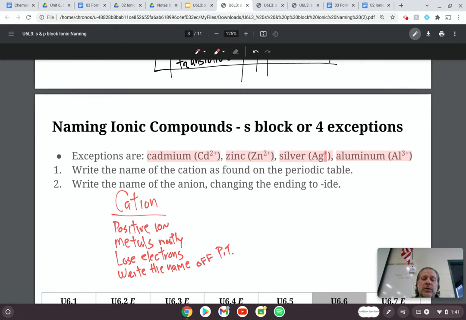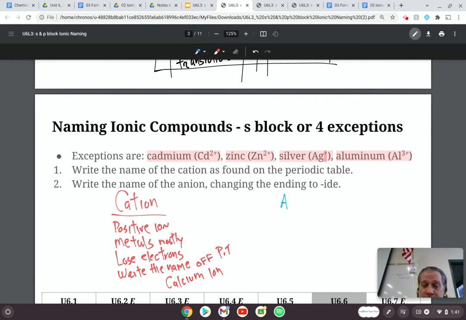So the first rule says we name the cation as it's found on the periodic table. And I want to review that a cation is a positive ion. Most cations are metals, and cations tend to lose electrons. We simply write the name of the cation off the periodic table. So like calcium would be the calcium ion. Very simple.